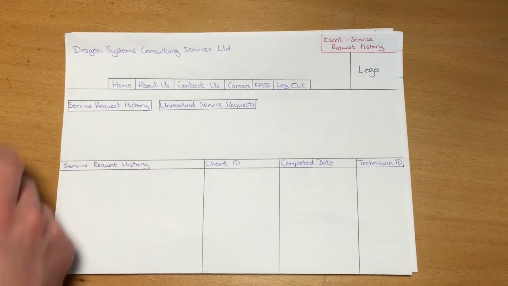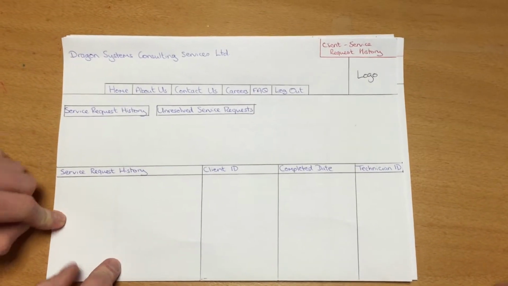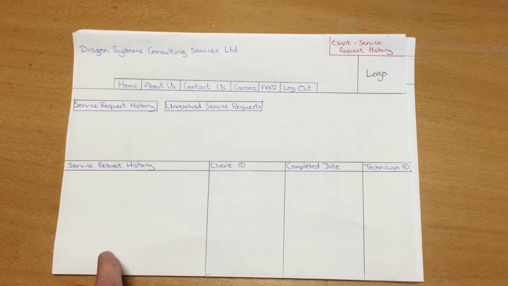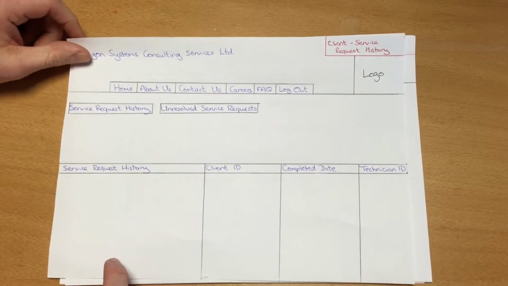So if we want to see the service request page, which we are on, we click this and all the service request history will come down. And if we want the unresolved requests, we click the unresolved request page and it'll move on to the unresolved request or service request page where you can see the different services.